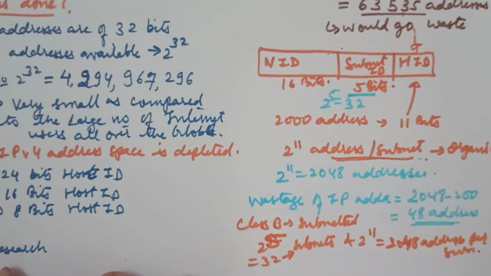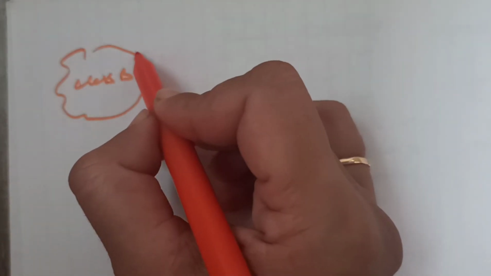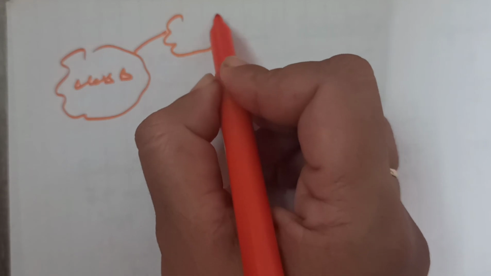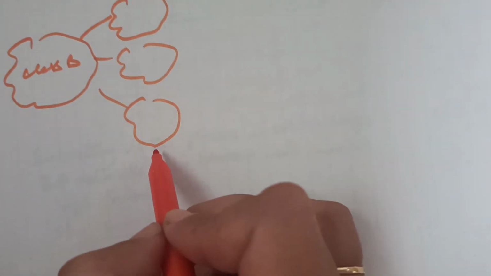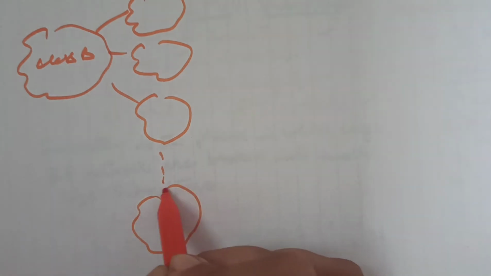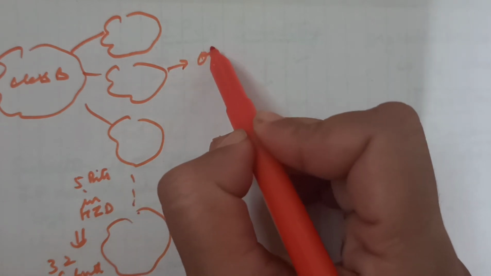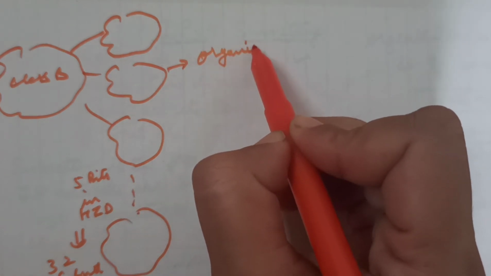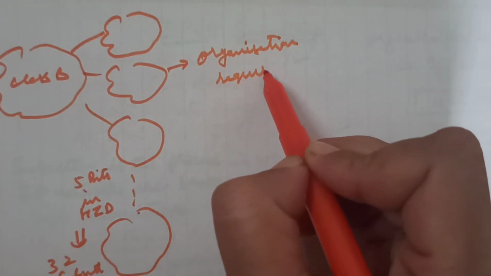So here the organization is allocated from one of the sub-blocks from the class B range. The original class B network is now subdivided into 32 subnetworks. One of the subnetworks is allocated to that organization, requiring 2000 addresses.